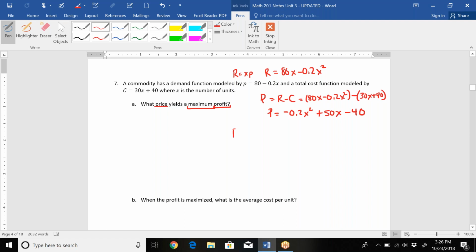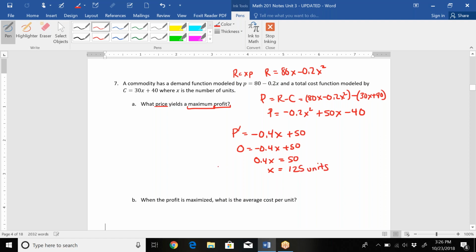And then we want to take P prime to find the maximum. So that's going to be negative 0.4x plus 50. Set that equal to 0 for a possible extreme value. So that's 0.4x equals 50. Divide both sides by 0.4, and I get 125 units.